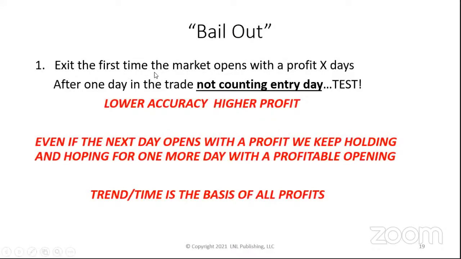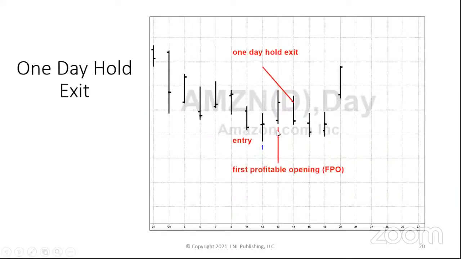Bailout: exit the first time the market opens with a profit X days after 1 day in the trade. We're trying to hold longer here, see if this trade has legs to it. So not counting the entry day, and we can test this, which is really neat. You'll see examples where I'm going to test it. Oh yeah, for this market, at this particular trade, we want to hold for 1 day, or we want to hold for 5 or 6 days. You will usually see lower accuracy, but we'll make more money. Even if the next day opens with a profit, we still keep holding and hoping for one more day of the profitable trade.